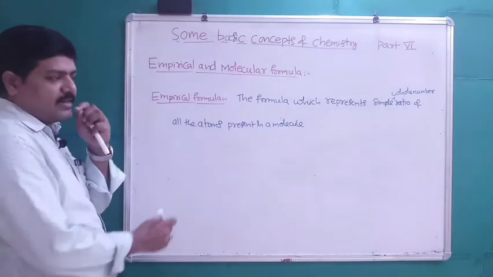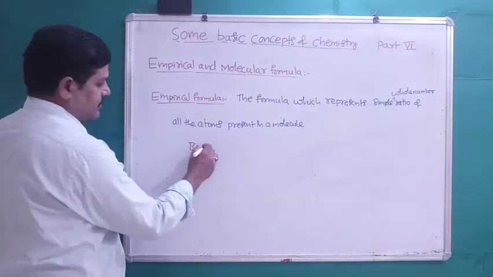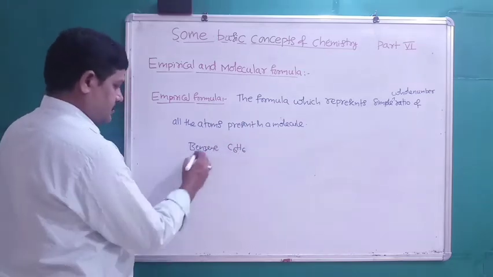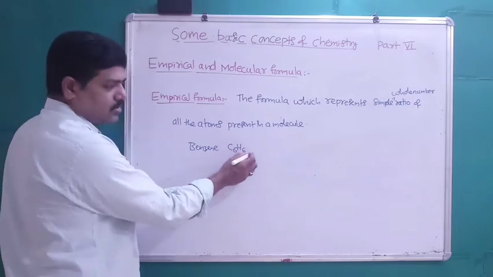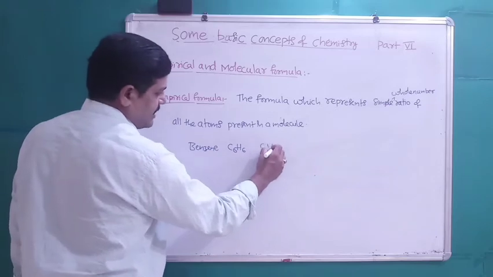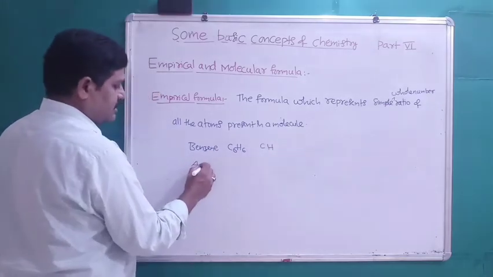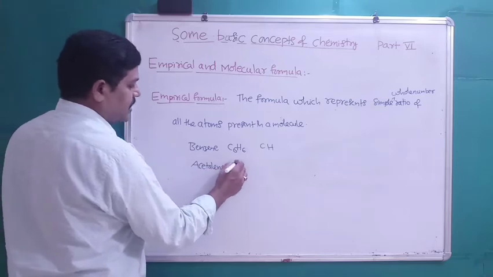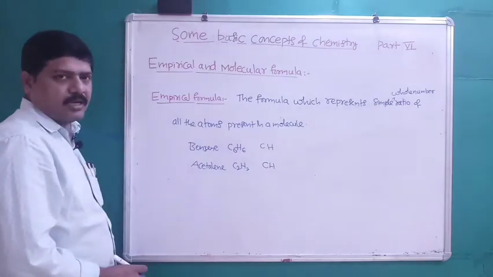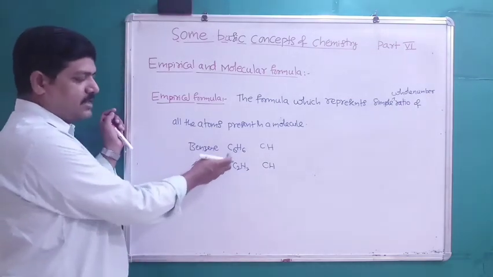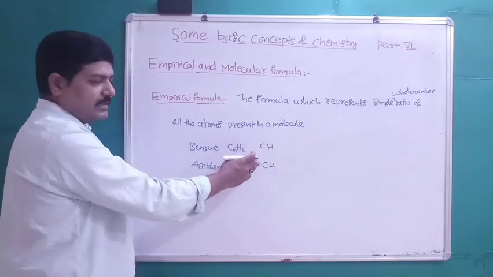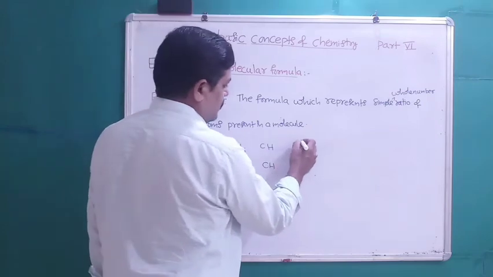For example, students, we will take benzene. Molecular formula is C6H6. Empirical formula is the simplest ratio of all the atoms present. 6 gets cancelled, we will get the empirical formula CH. Acetylene, molecular formula is C2H2. Empirical formula is CH. The molecular formulas of benzene and acetylene are different, but the empirical formula we are getting is the same, CH, right?